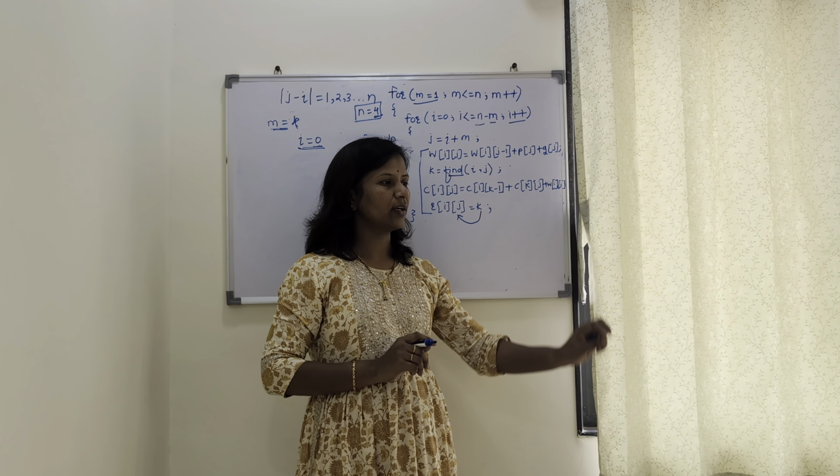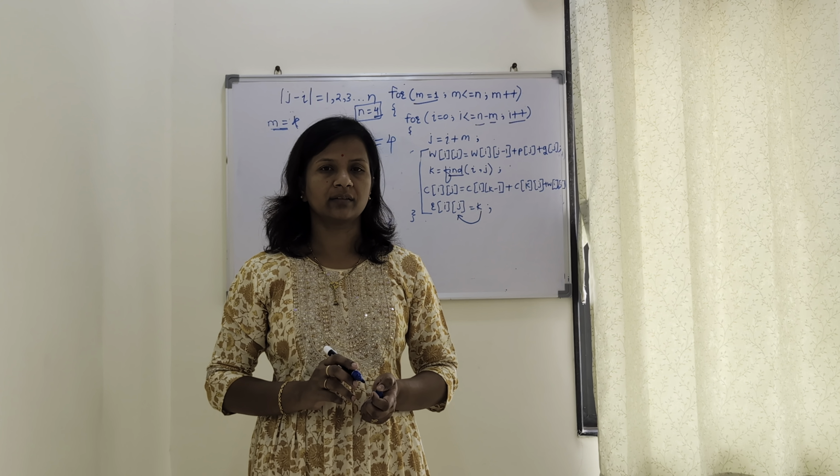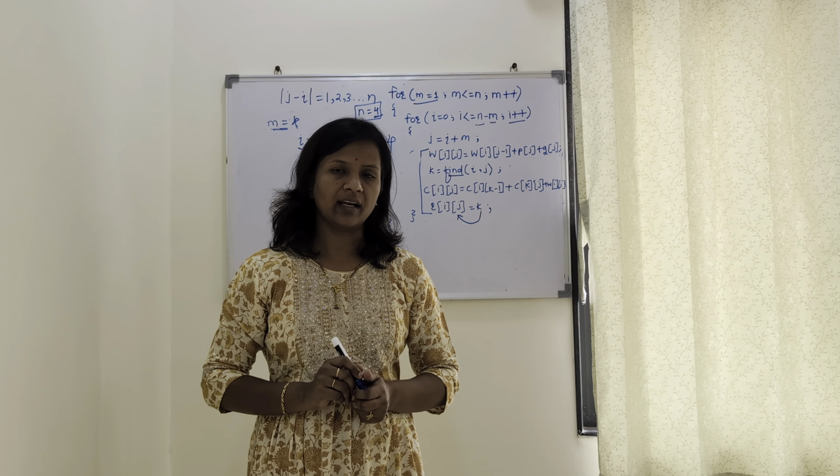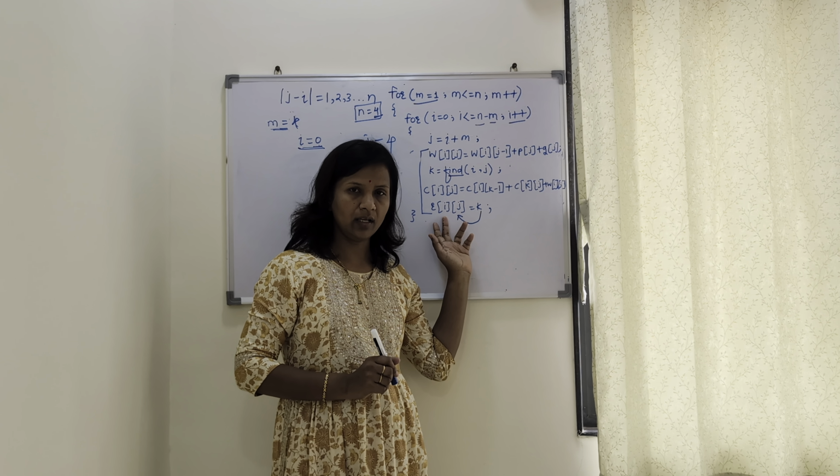So this is how for different values of i and j we can calculate their absolute differences, and we can also then calculate their weights, costs and their root values.